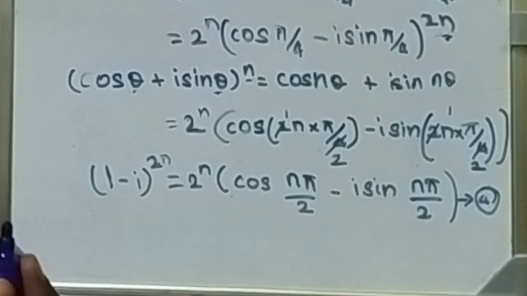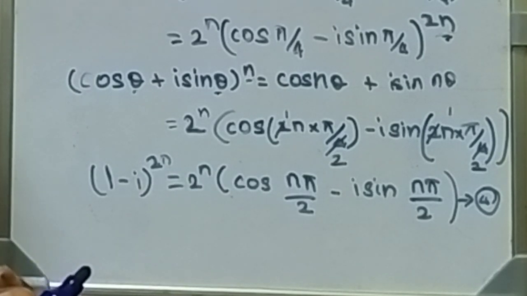From equations 3 and 4 we know the value of (1 plus i) power 2n and (1 minus i) power 2n. Now we are going to add both of them.